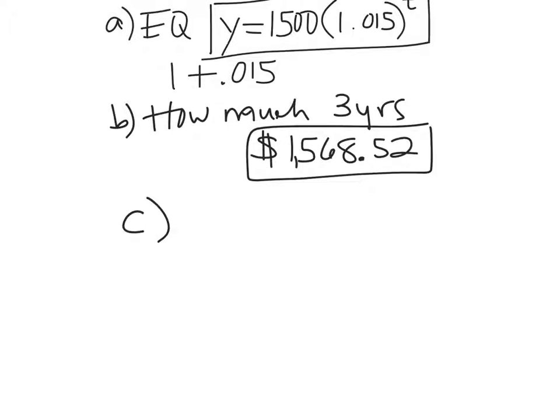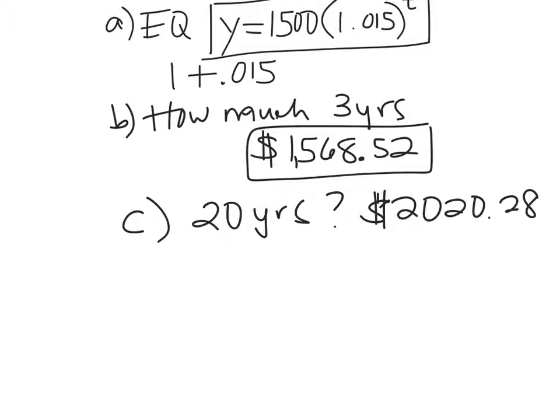How much after 20 years? You know that you can do this on your calculator. Hit second enter and then just change that 3 to a 20. Saves you a little bit of time. Second enter and then you can type over. Okay. So now I have $2,020 and 28 cents.